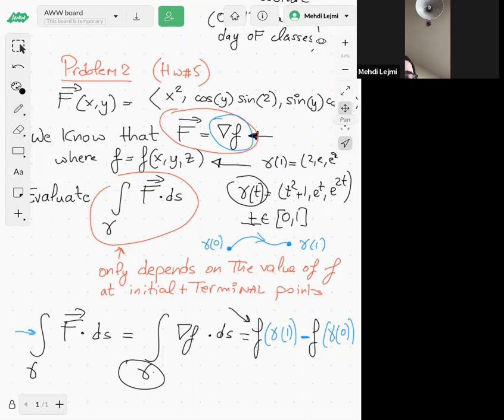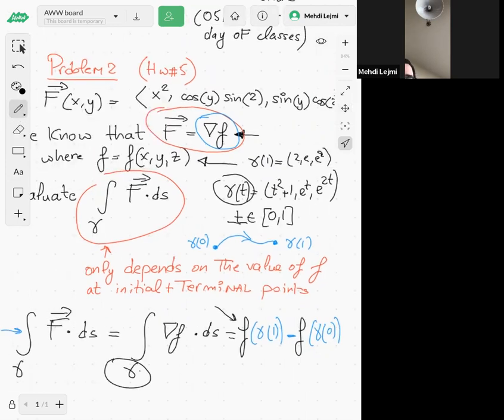So this is e squared. So here, this is just f of (2, e, e squared) minus f of gamma of 0. So t is 0, that will be 1, e to the 0 is 1, and e to the 0 is 1. So that's f of (1, 1, 1). So all you have to do is just evaluate this function f. Again, you got this function f in the first point, right? So you evaluate the function f at the terminal point minus the value of the function f at the initial point.